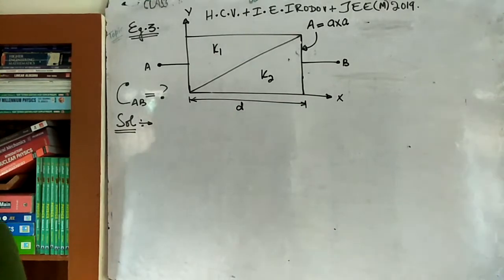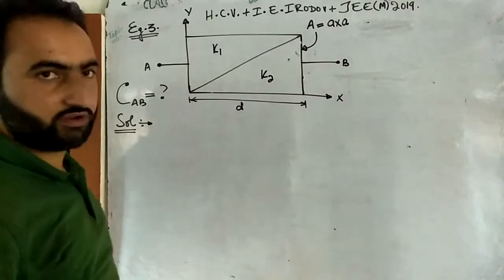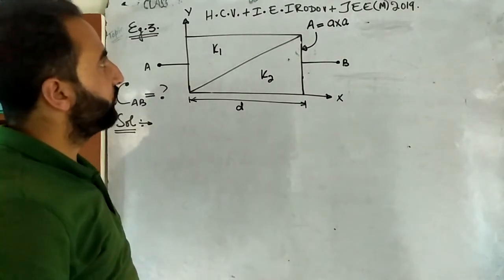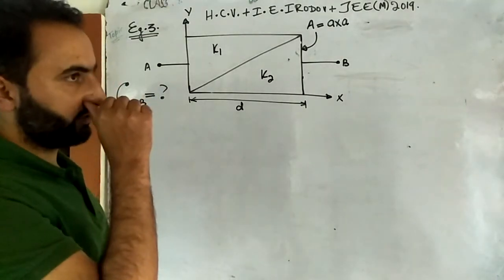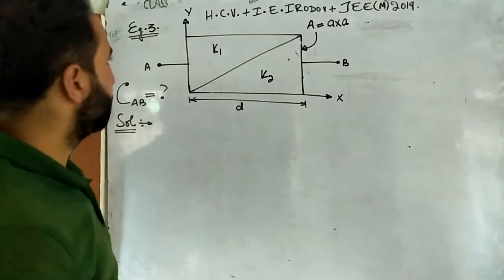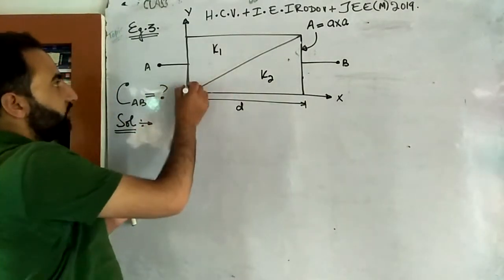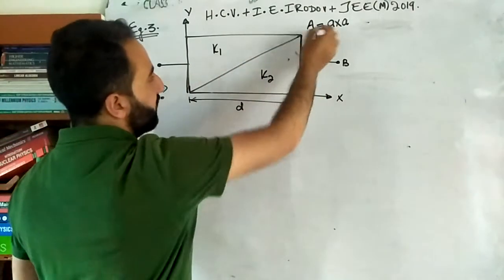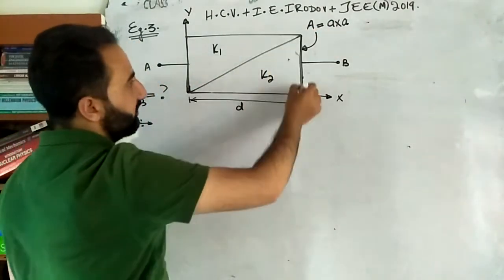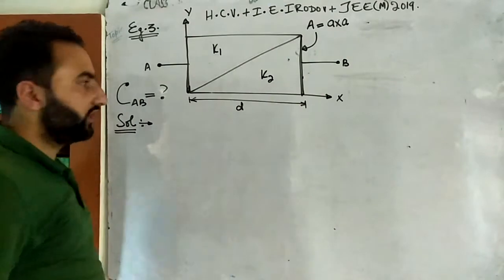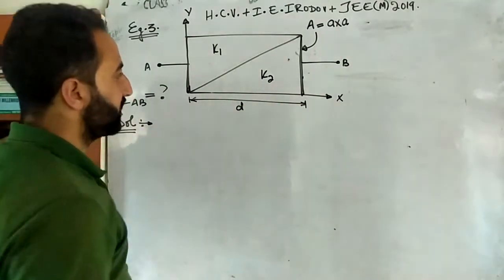Example number 3. It's an S. Verma example, also in I.E. Irodov, and was asked in JEE Main 2019. So let's try to solve this. This is a parallel plate capacitor, so these are two plates, this one plate and this another plate. The area is given as a by a, which implies its length is a and its depth is also a. The separation between the plates is t.